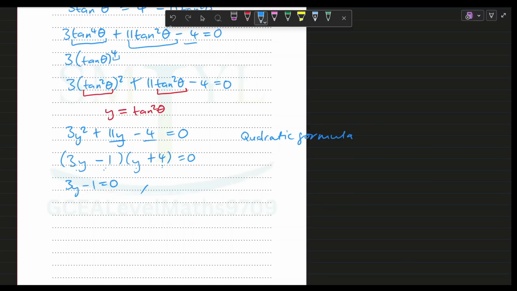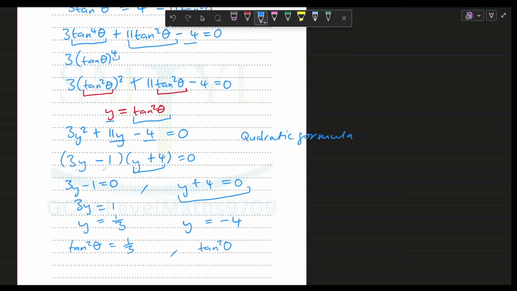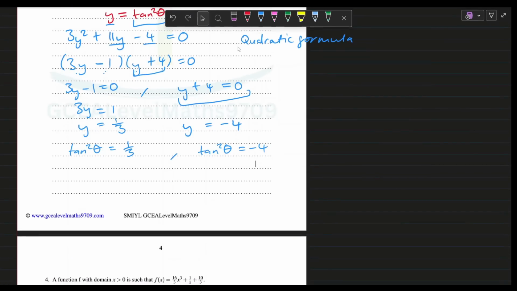So you get that either 3y minus 1 is 0, or y plus 4 is 0. It means here that 3y is equal to 1, so y is equal to a third. And in this case, we get that y is equal to negative 4. But remember that y is just a placeholder for tan squared theta. So we can rewrite both these equations as tan squared theta is equal to 1/3 and tan squared theta is equal to negative 4. And then we can solve our equations separately.